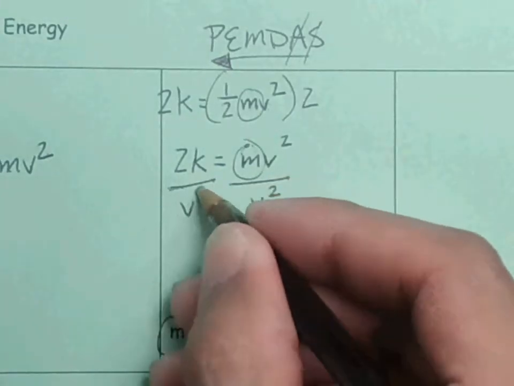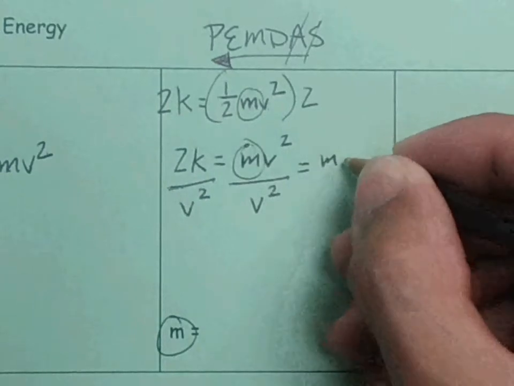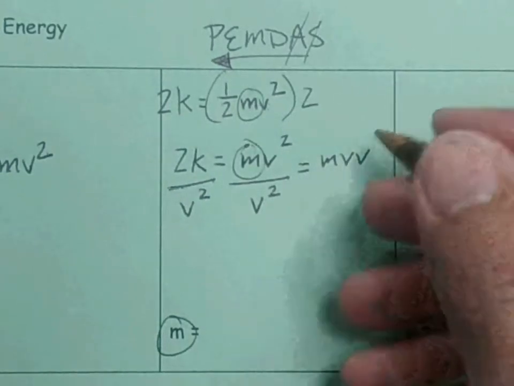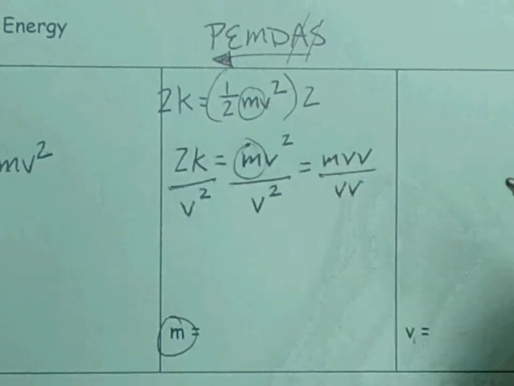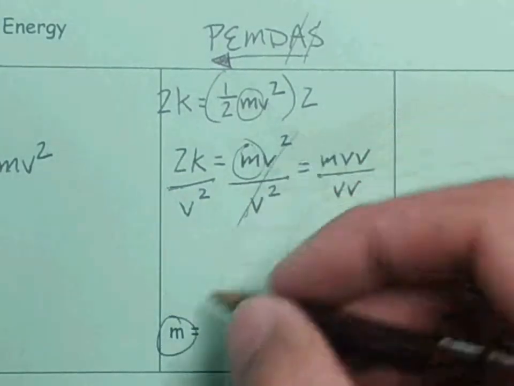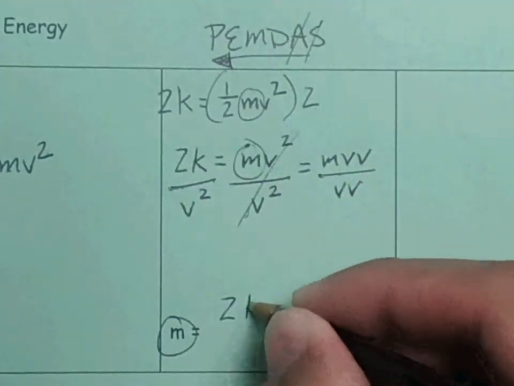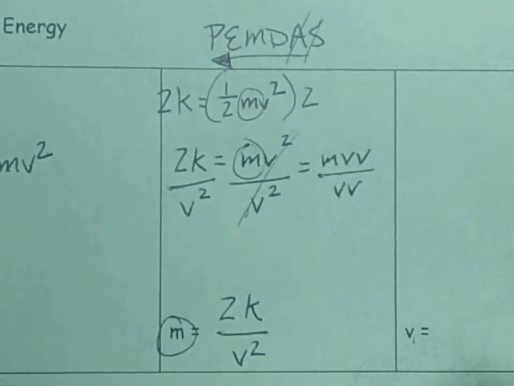So you're wondering, Mr. Kwon, why am I dividing by v squared? Well, remember that v squared is just v times v. And then if I had to get rid of the v's, I would have to divide by v and v. So once you divide like that, you're going to be left with 2k over v squared. You see you have m by itself now.